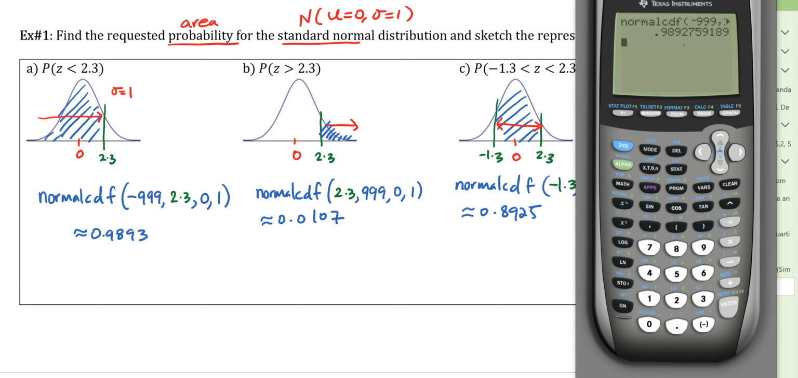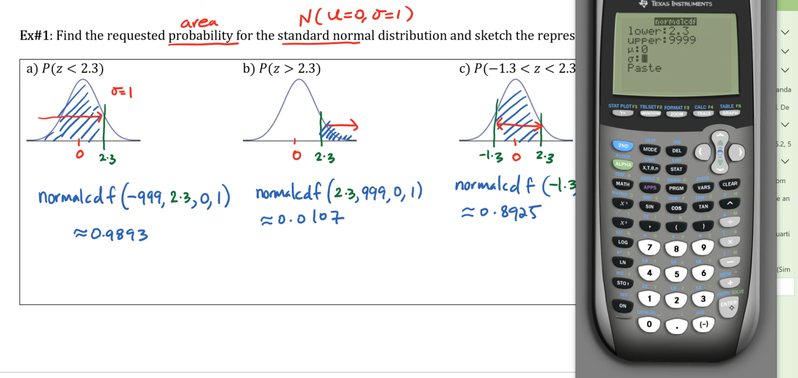Now let's do part B, greater than 2.3. I will do 2nd VARS again and go to number 2. Notice that now the lower bound defaults to negative infinity. Now I clear it and enter 2.3. For my upper bound I put 9999. Again, you can put as many 9s as you like here, it doesn't change your answer. I'll just put one more digit so you see that.